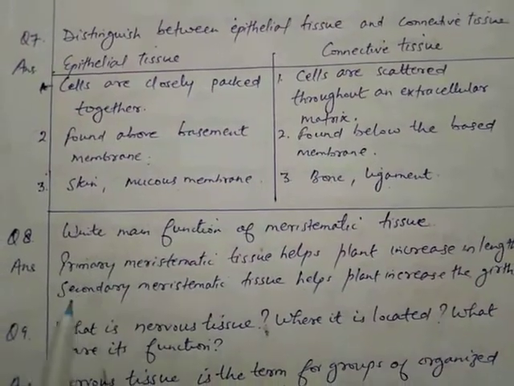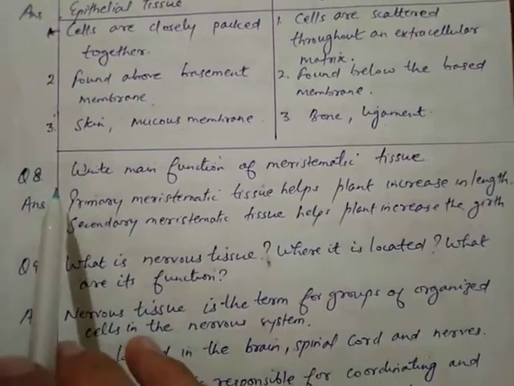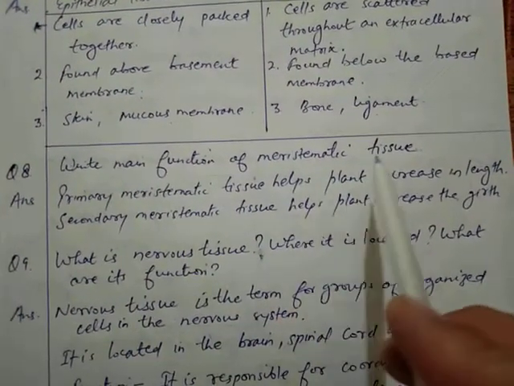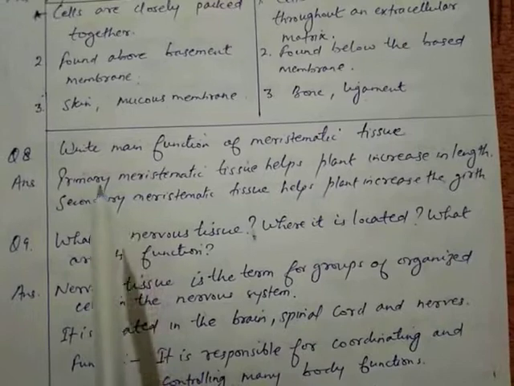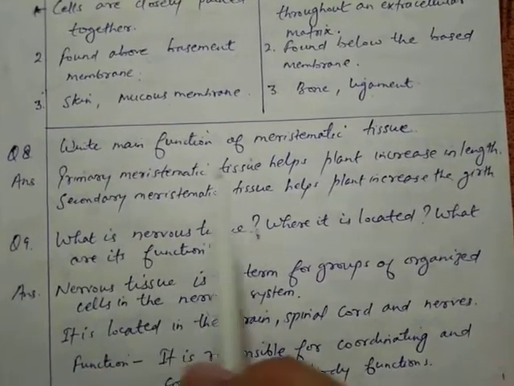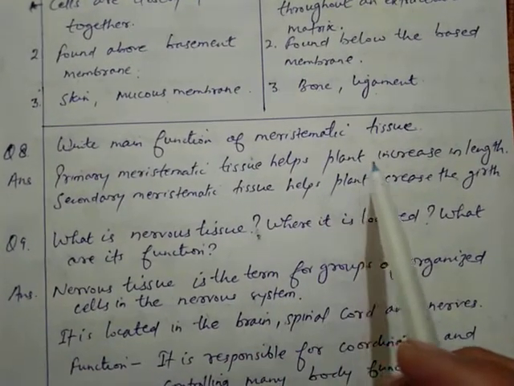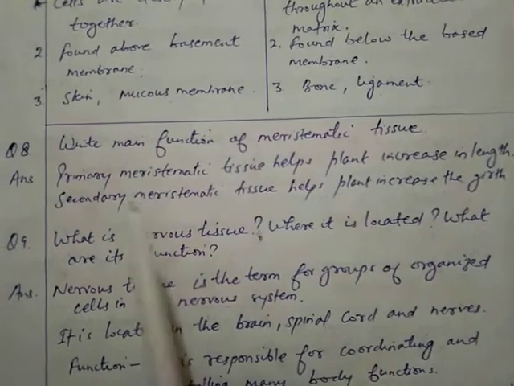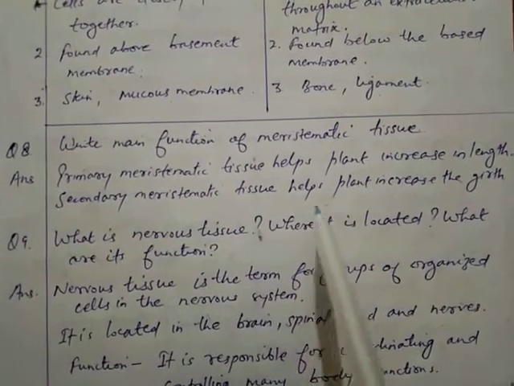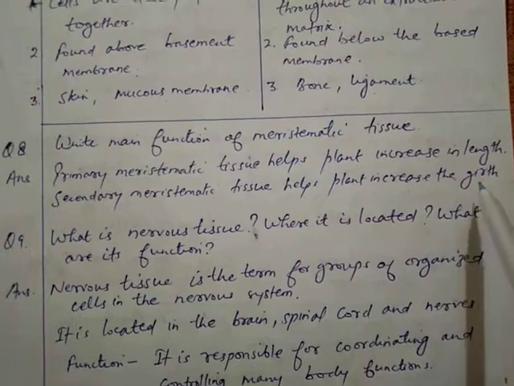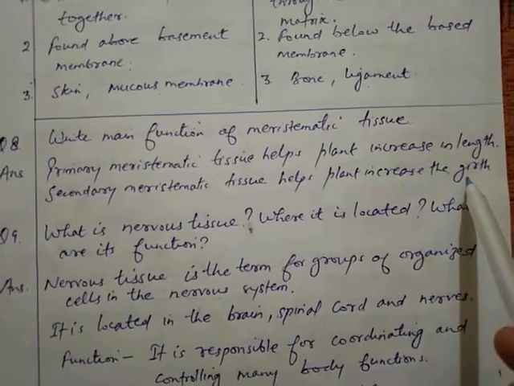Question number 8: write the main function of meristematic tissue. Primary meristematic tissue helps the plant to increase in length, and secondary meristematic tissue helps the plant to increase in girth, that is width.